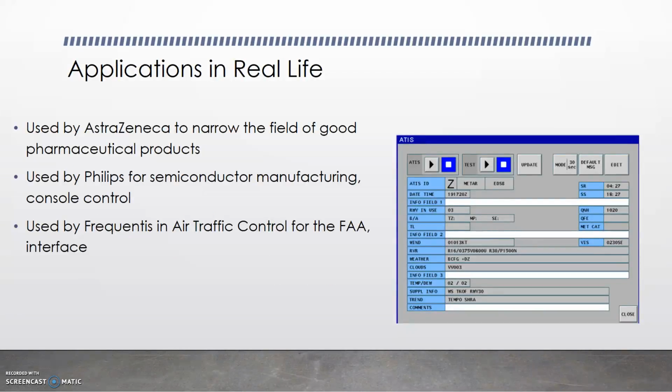So some applications of Python. It's used by the pharmaceutical company AstraZeneca, a very big company, and it's used to narrow the field of good pharmaceutical products. And it's also used by Philips, the electronics company, for semiconductor manufacturing and console control. And finally, it's used by Frequentis, which provides air traffic control for the FAA, or Federal Aviation Administration, for the interface. And here we have the interface on the right.